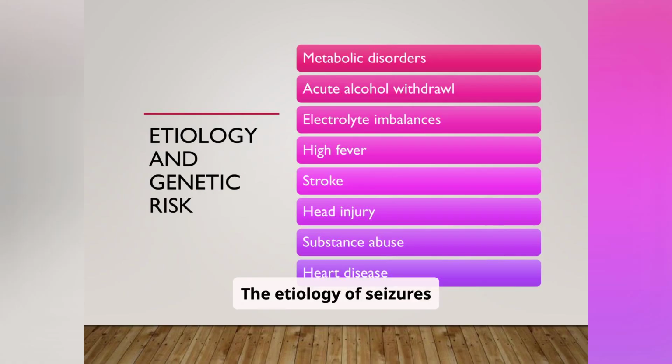The etiology of seizures is diverse and can include metabolic disorders, acute alcohol withdrawal, electrolyte imbalances, high fever, stroke, head injury, substance abuse, and heart disease. Identifying potential causes is essential for targeted prevention and treatment.